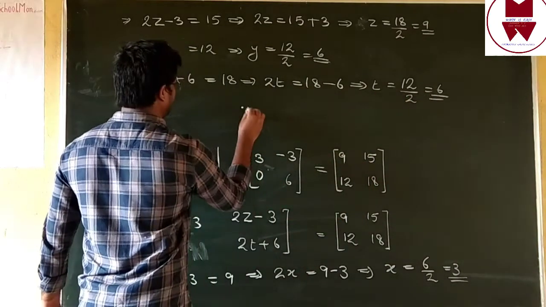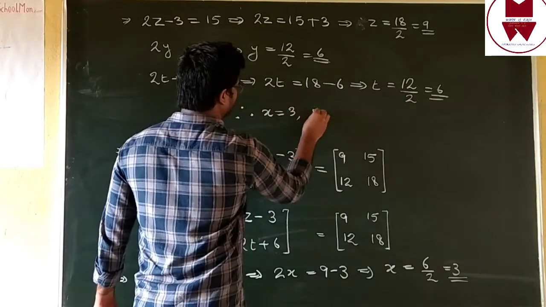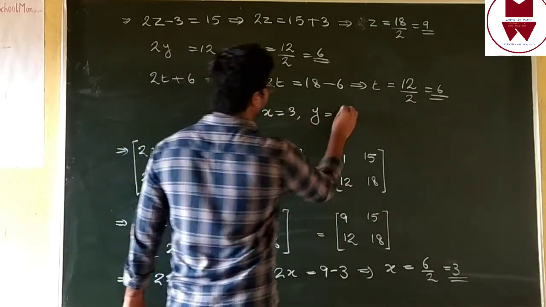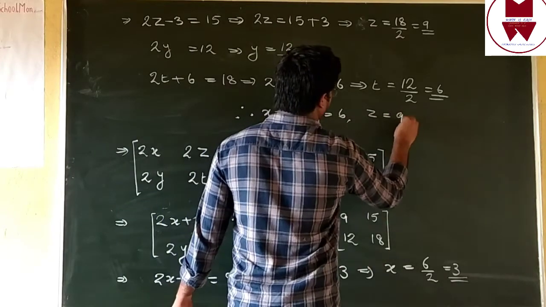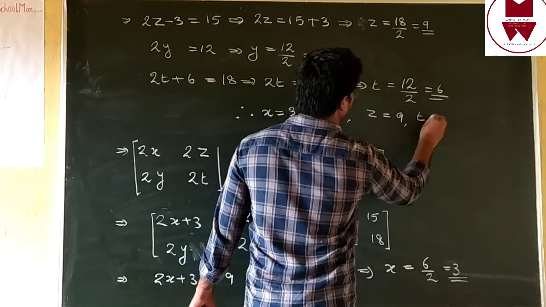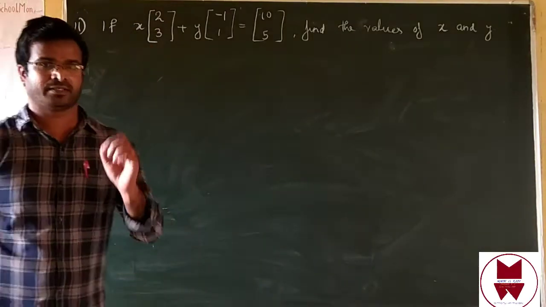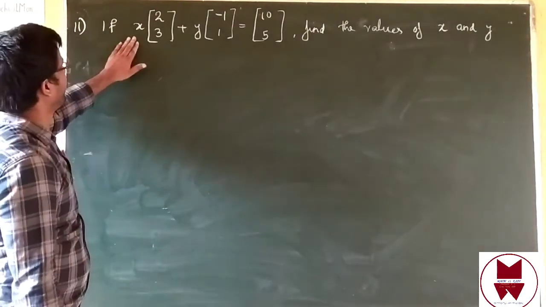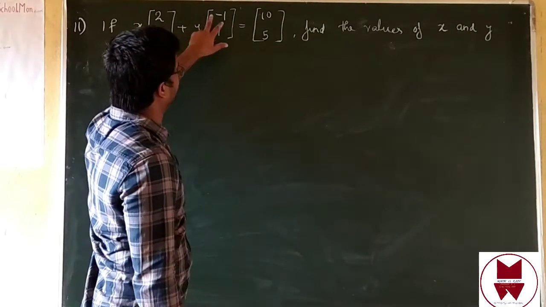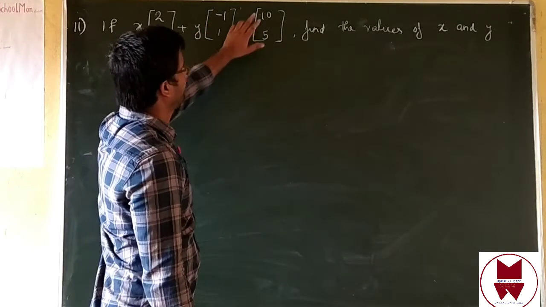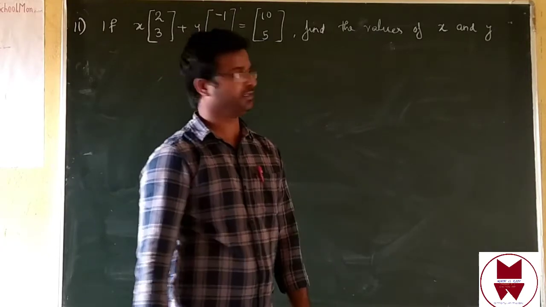We can write one more time, x equal to 3, y equal to 6, then z equal to 9, then t equal to 6. This is our answer. Question number 11 is, if x into matrix 2, 3 plus y into matrix minus 1, 1 equal to matrix 10, 5, find the values of x and y.